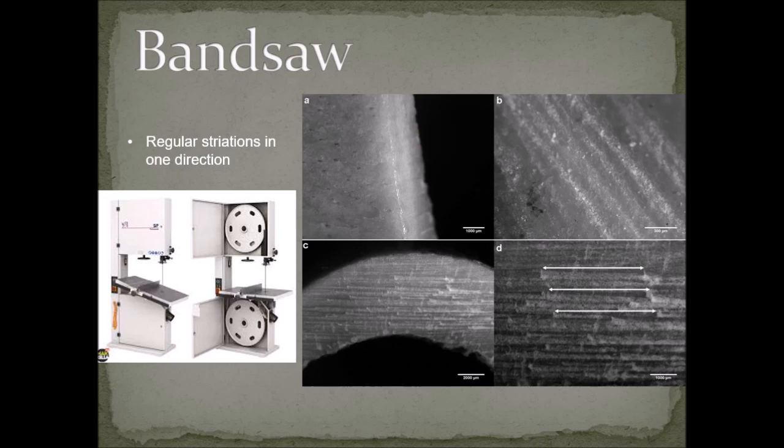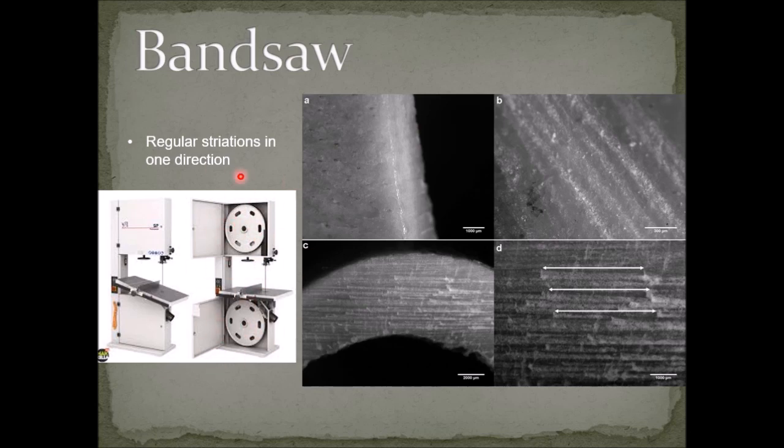Now, to discern what type of power tool could have made these things. First of all, here's a bandsaw. For those of you who aren't familiar with power tools, this saw has a thin metal band that goes around these two wheels. And the saw itself is here. This goes all the way around, up and back down. This is where the cutting is done. It's in a straight line, always going the same direction.